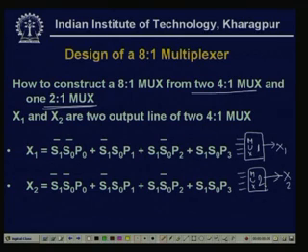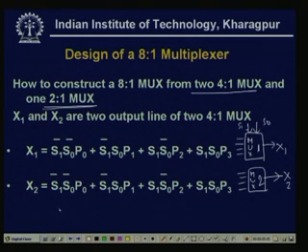So, I can write x1 is S1 bar S0 bar P0, S1 bar S0 P1, S1 S0 bar P2, S1 S0 P3. Similarly, for the second mux also the expression will be same, only output line is x2. So, x2 is S1 bar S0 bar P0, S1 bar S0 P1, S1 S0 bar P2, S1 S0 P3.